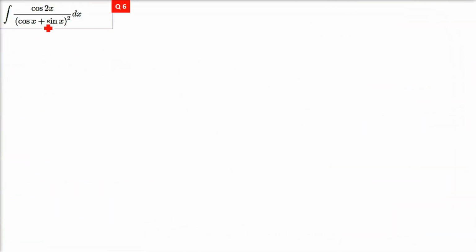Now this question, cos 2x divided by cos x plus sin x whole square. Now we have the direct formula for cos 2x. So we'll try to get cos x plus sin x from cos 2x. Because cos 2 theta, what is the formula? It's cos square theta minus sin square theta. That you already know.